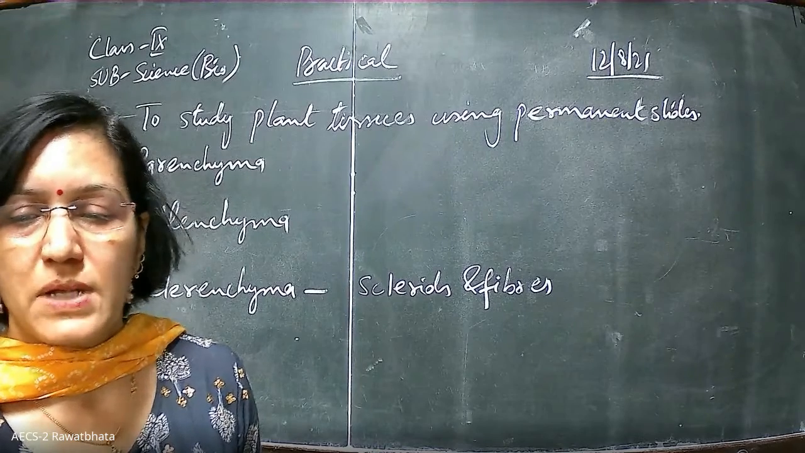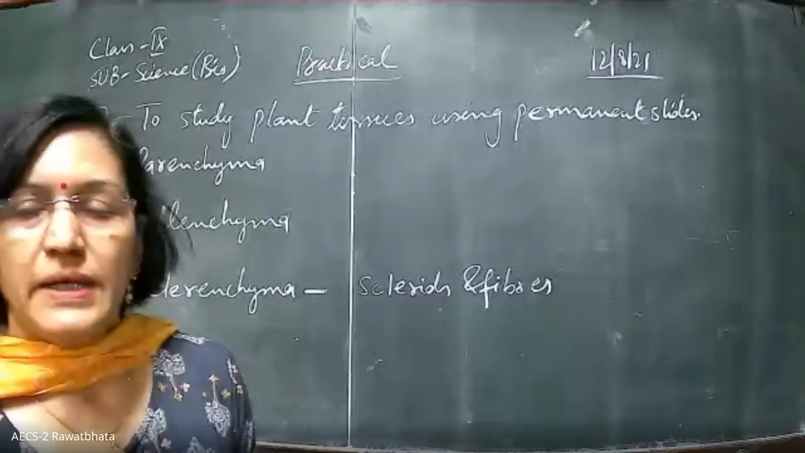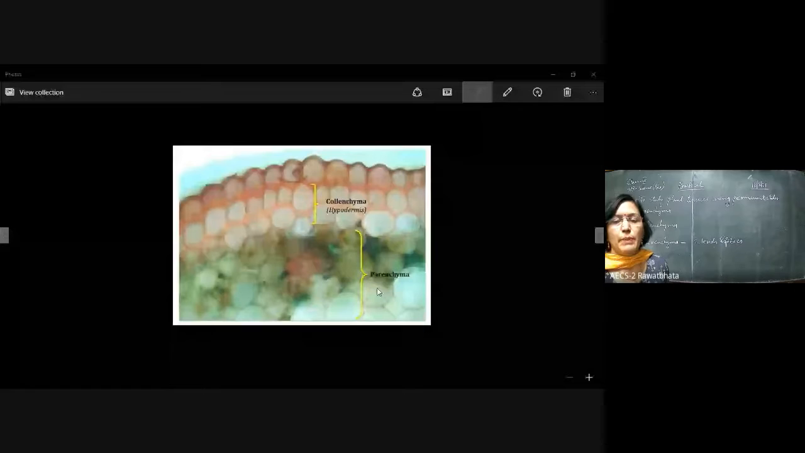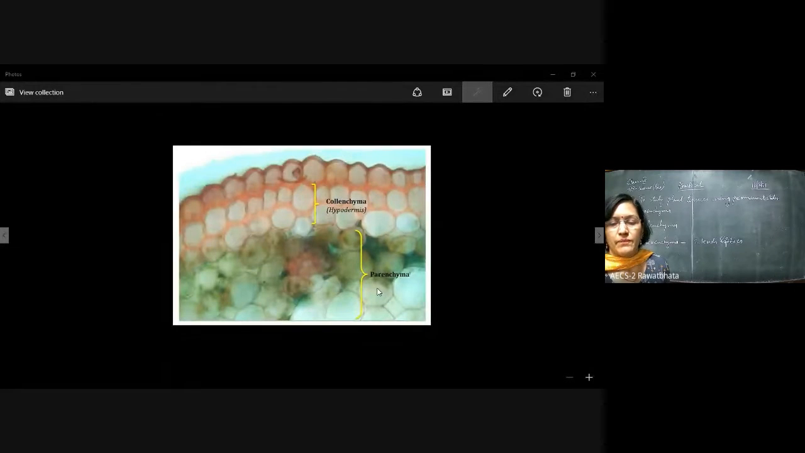This particular slide clears the confusion between parenchyma and collenchyma. See, these are parenchyma cells, wherein the cell walls are thin. They are very, very thin.